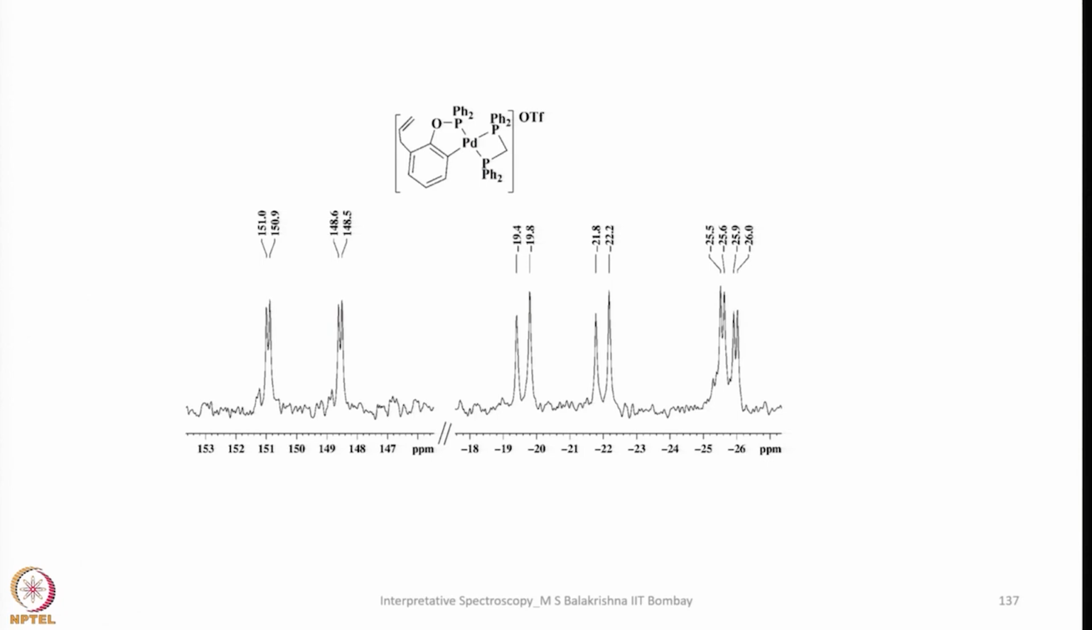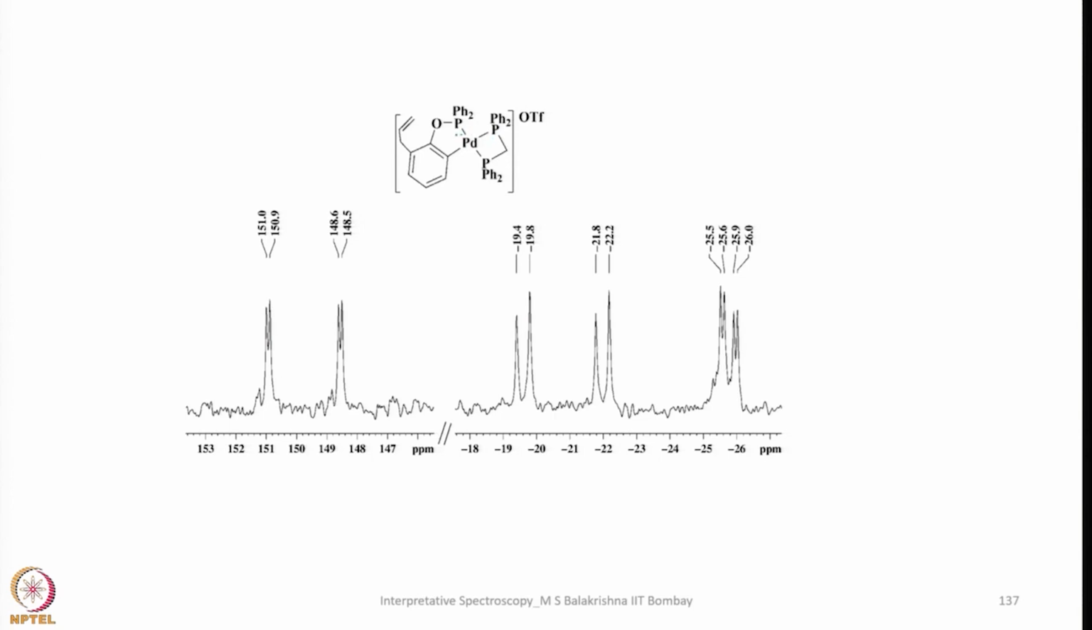We have three different types of phosphorus atoms, and all of them are coupled with each other because they are all 2 bonds apart. So now again the interpretation is also easy here. If you see here, all are different. So you have something like an AMX spin system here.